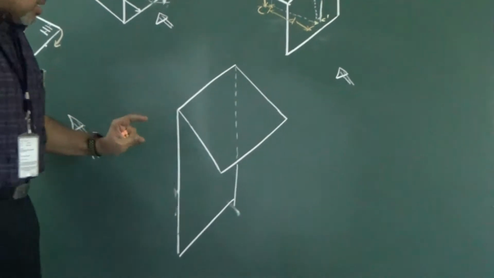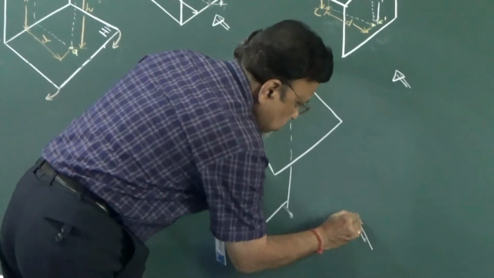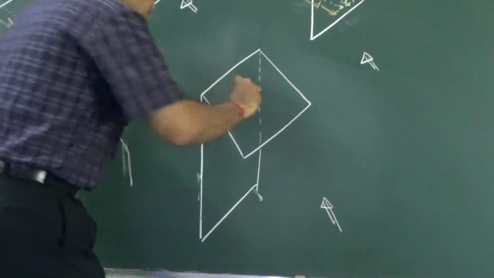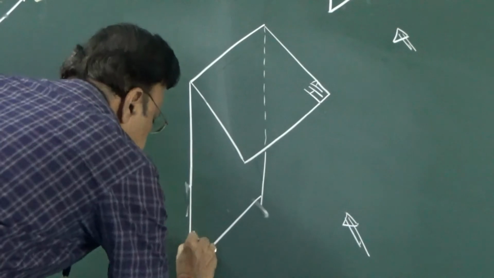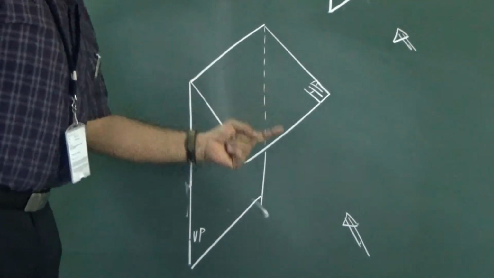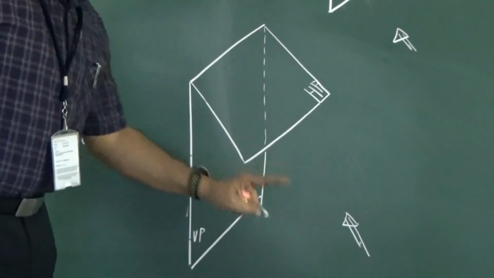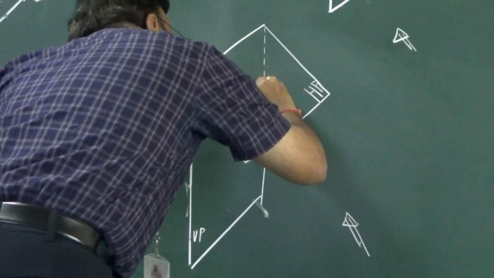Just see that I am just considering the fourth quadrant. So fourth quadrant again, the observer is as usual here. This is HP, horizontal plane, and this is vertical plane. Now let me consider a point which is below HP and in front of VP. So let me consider that.